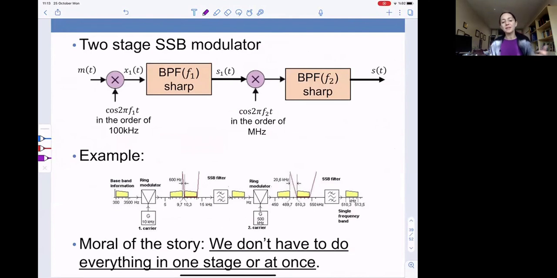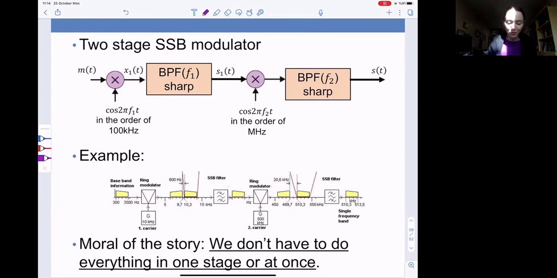Okay, so let's deal with some practical issues related to SSB modulation. The main practical issue is what to do to deal with this requirement of a sharp bandpass filter. Well, the idea is an idea that will resonate throughout all of communication system design, which is divide and conquer, the usual divide and conquer idea. Let me write it here. Divide and conquer.